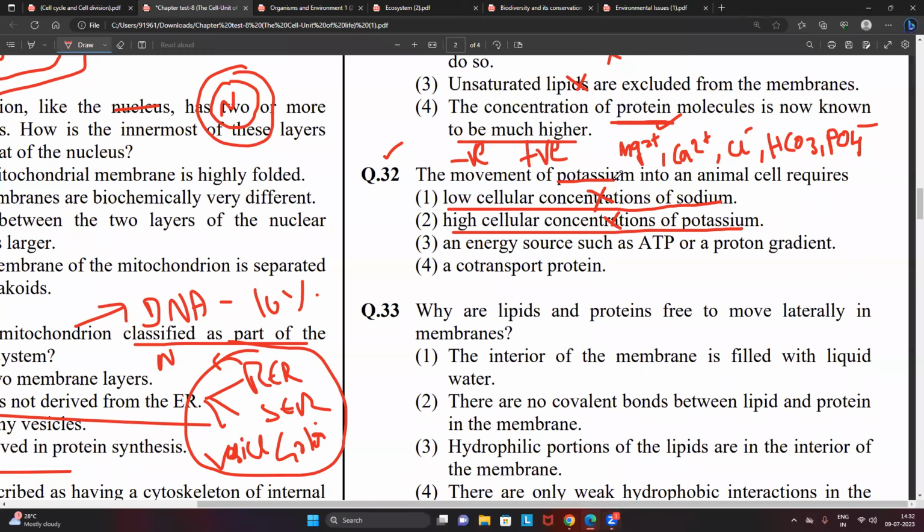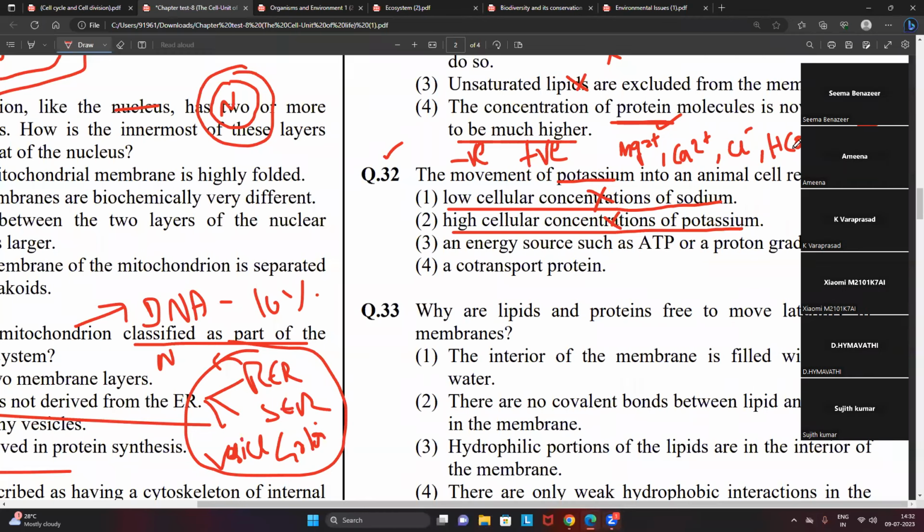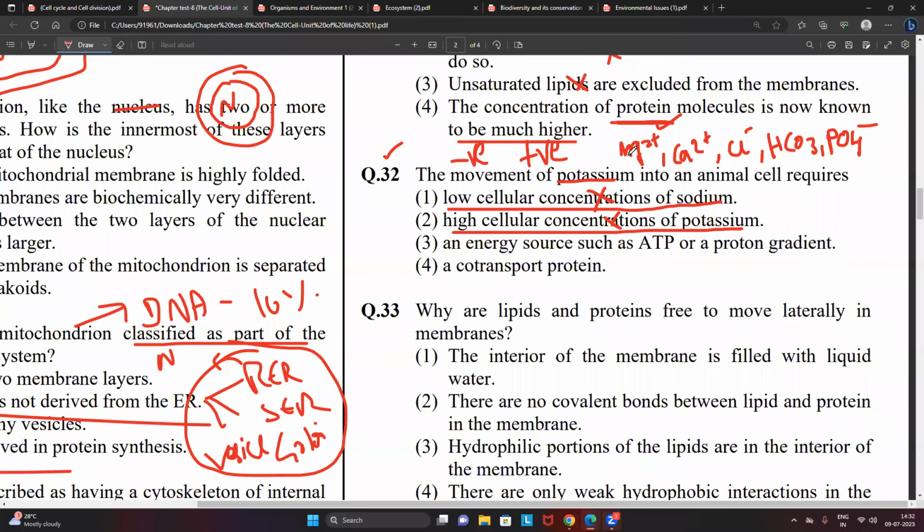I am asking how do, please mute your mics. Don't make any noise. Please mute your mics. Do not disturb me in the middle.